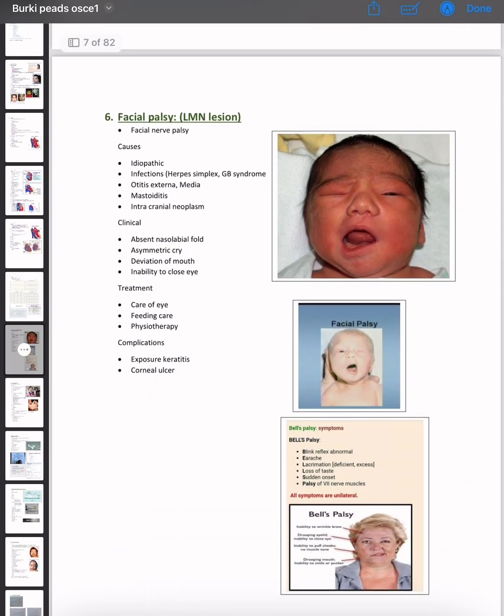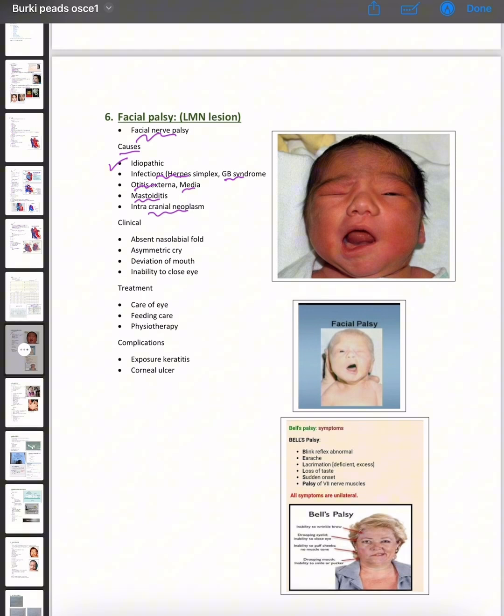Facial palsy. Facial nerve palsy, what are the causes? Idiopathic, infections may cause it: herpes simplex, Guillain-Barré syndrome, otitis externa and media, mastoiditis, and intracranial neoplasms. These are the causes that can lead to facial palsy.